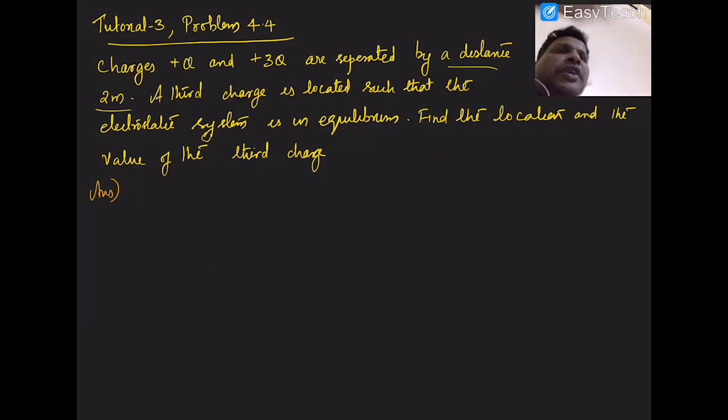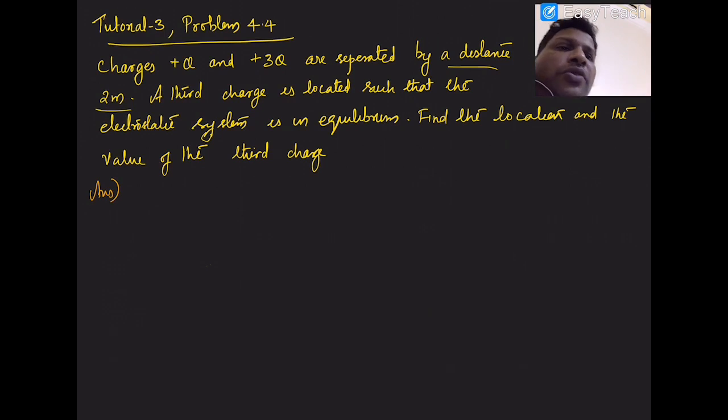Next we will see another problem in tutorial 3, problem 4.4. The charges plus q and plus 3q are separated by a distance of 2 meters. A third charge is located such that the electrostatic system is in equilibrium. Find the location and the value of the third charge.